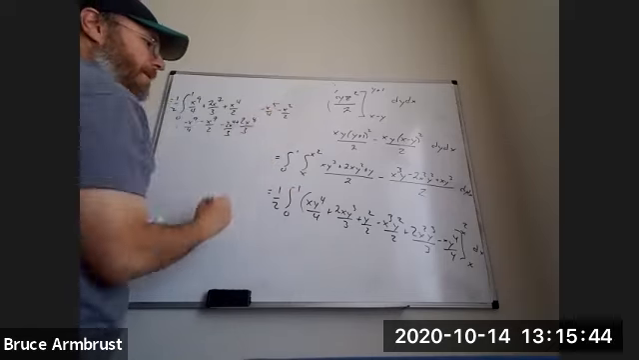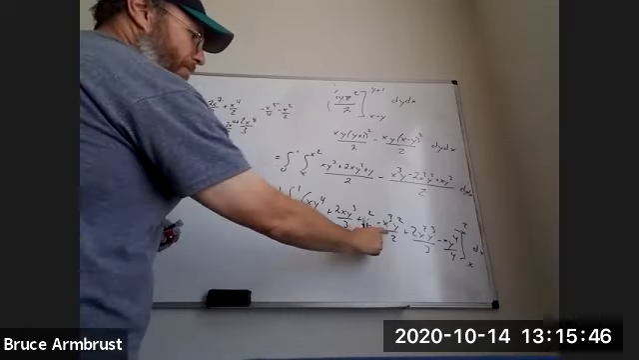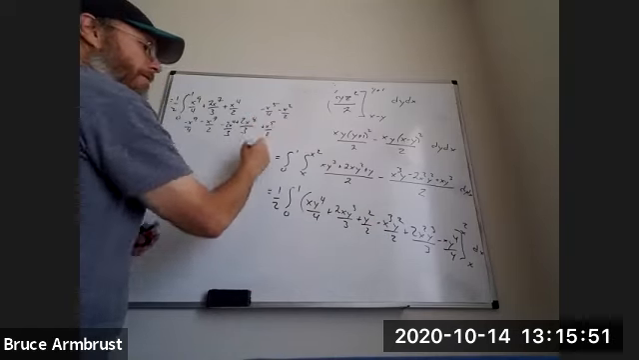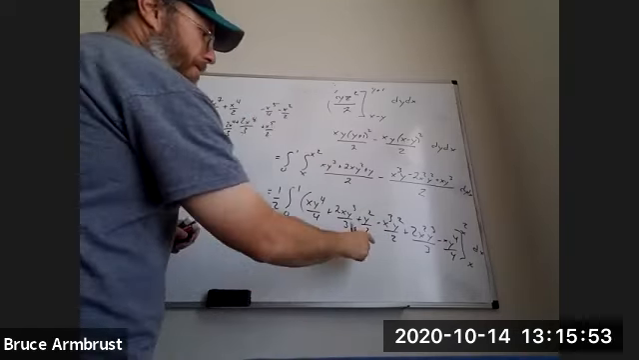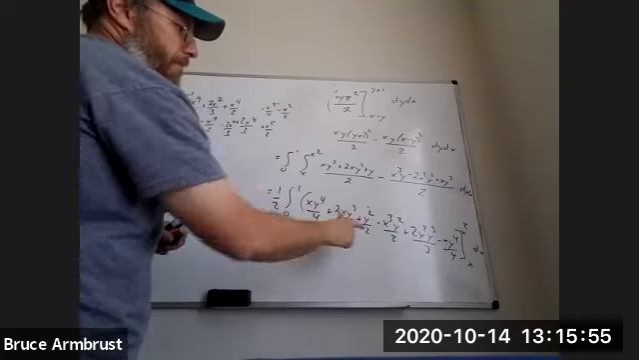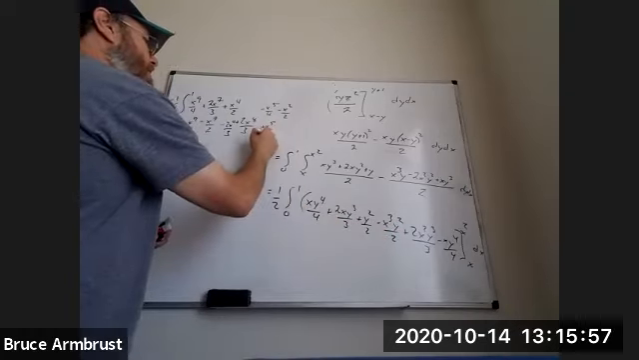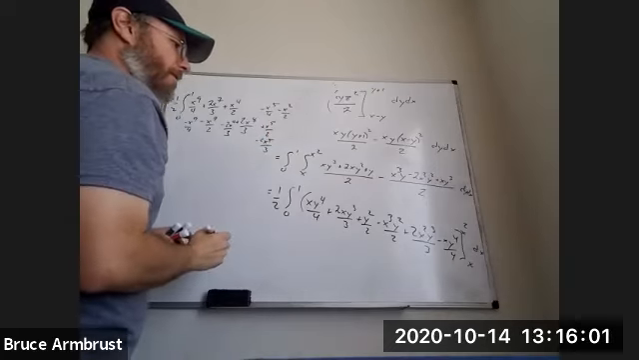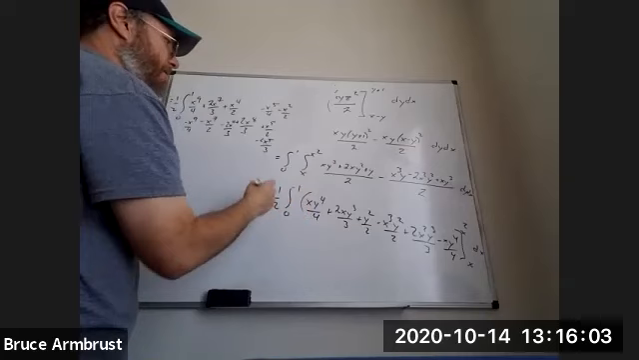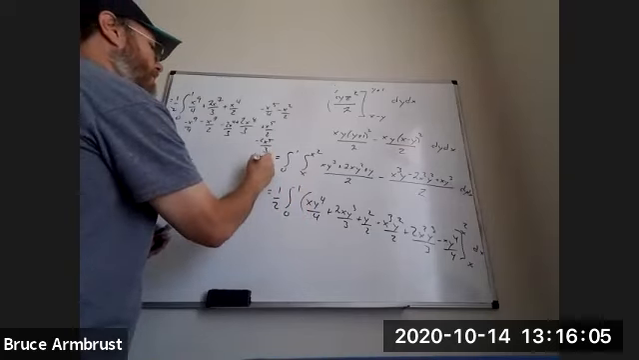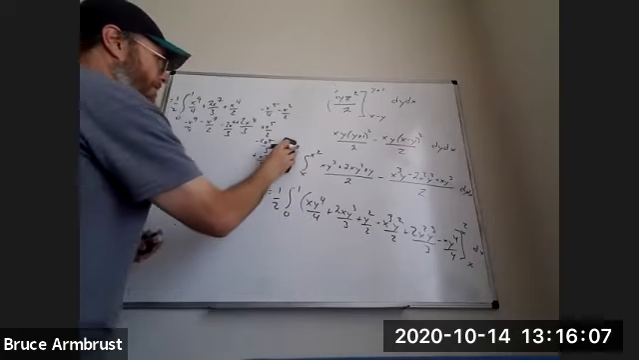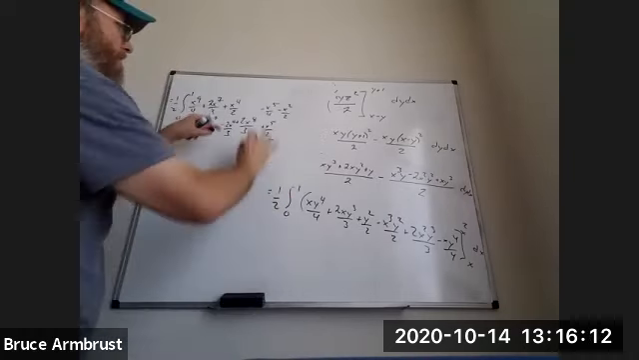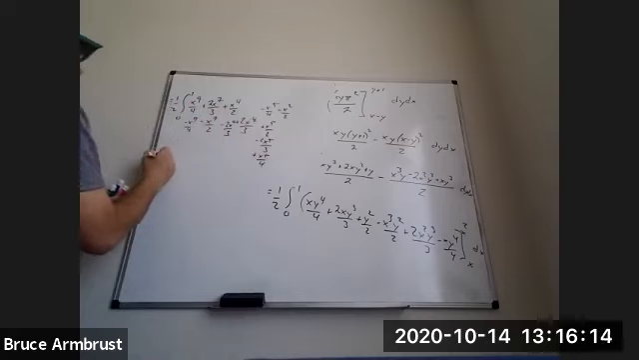I don't have any x squared yet. Then I'm going to get a plus x to the 5th over 2, a minus 2x to the 5th over 3, and then a plus x to the 5th over 4. So I'm pretty sure I got those things all lined up by powers. Let's just see what we end up with.